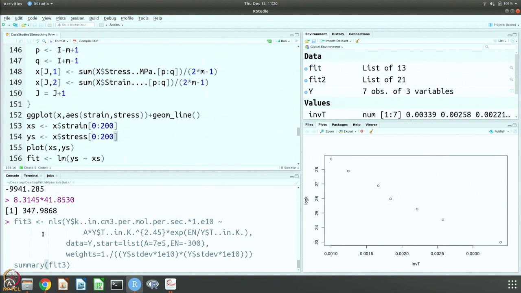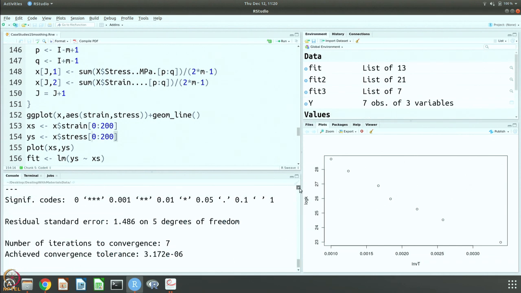See, in this case, we are going to do the fitting by just taking k and saying that it is a T to the power 2.45 into exponential of some activation energy, which is scaled by the universal gas constant times temperature. And the data is y, and we have to give some initial values for the a values and the Ea values, and the weights are, of course, in this case we have not done any transformation, so we are just going to take the variance squared.